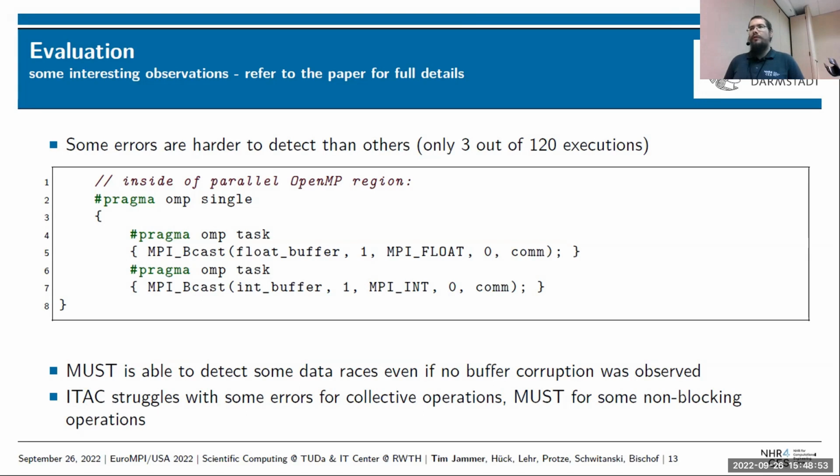We see that the tools complement each other quite well. On the next slide, we will see that overall the tools work adequately well given the complexity of the tasks, and the tools do complement each other. There are some cases, for example with collective operations, that ITAC completely misses but MUST can detect. And on the other hand, there are some other classes of errors, like with non-blocking operations, that MUST completely misses but ITAC can detect.